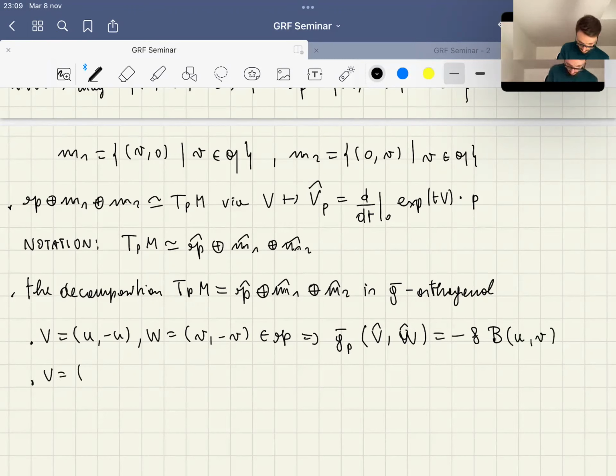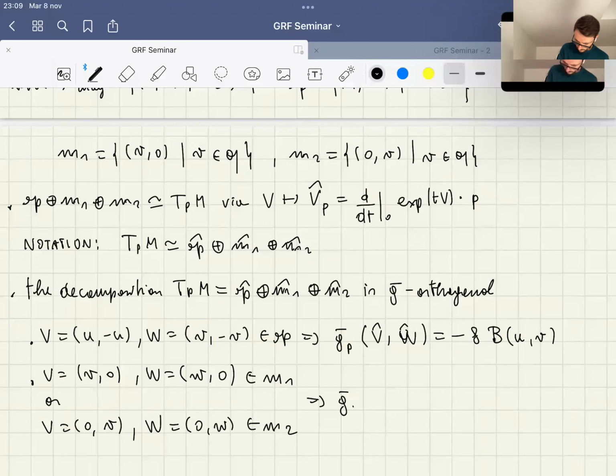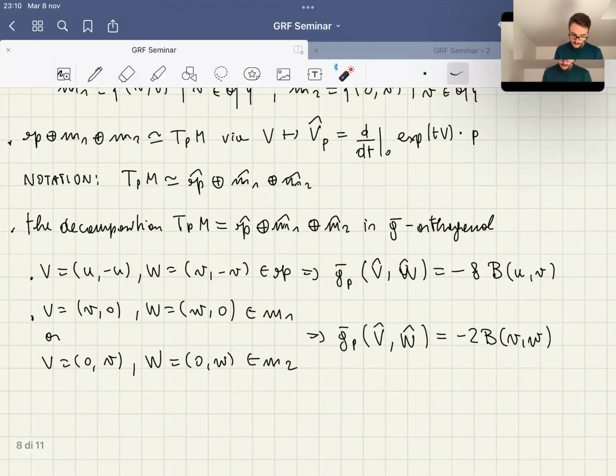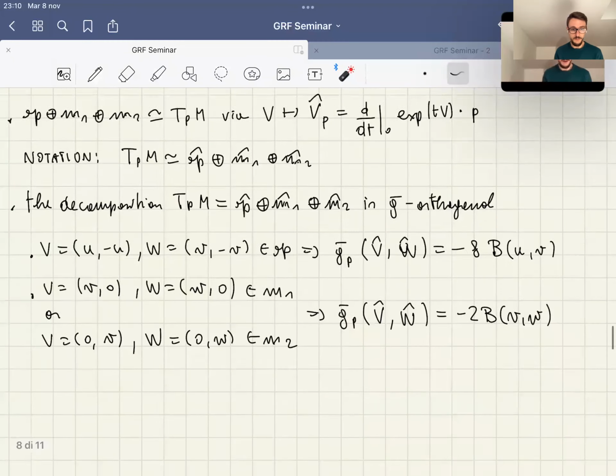And on the other hand, if V is equal to V0 and W is equal to small w0 and they belong to the summand M1, or if V is equal to 0 small v and W is equal to 0 small w and they belong to the summand M2, then the inner product of the corresponding vectors on the tangent space is given by minus twice the Cartan-Killing form of V and W. So you know what's going on for the metric on the tangent space of the fixed point you have chosen. And in particular, you can compute everything in terms of the Cartan-Killing form of vectors belonging to the decomposition of the Lie algebra G of the Lie group G.